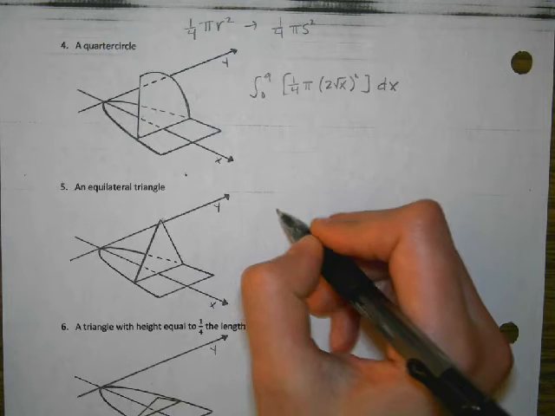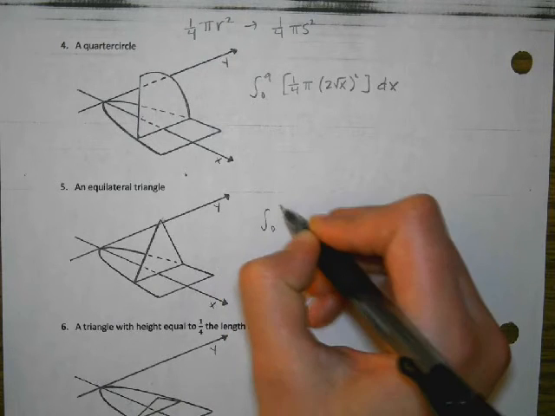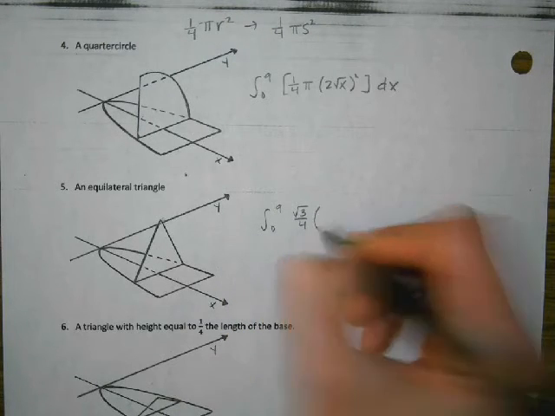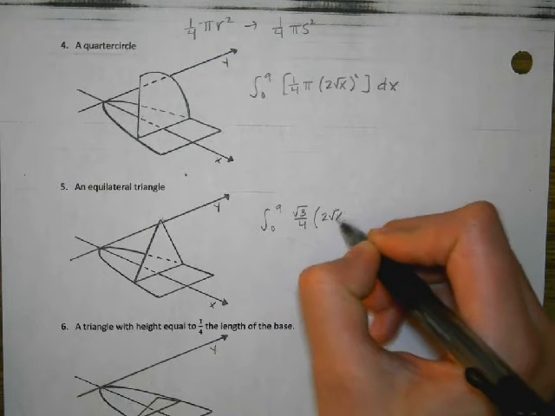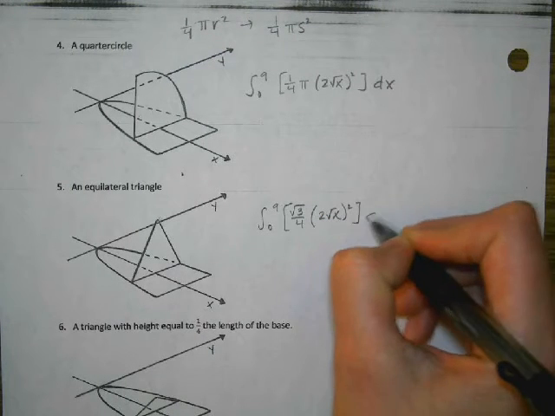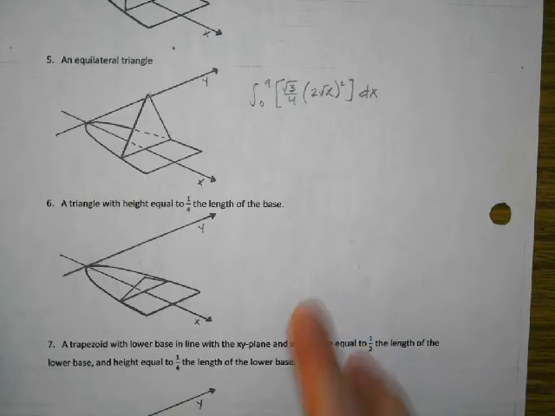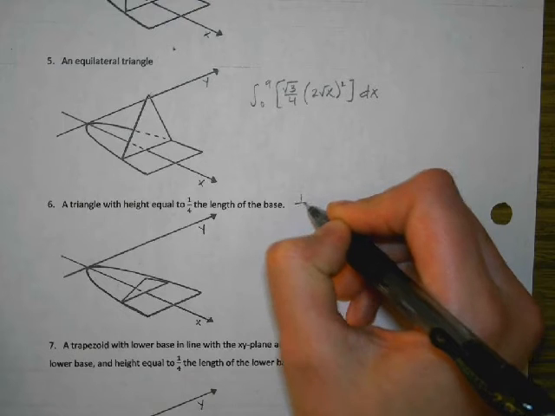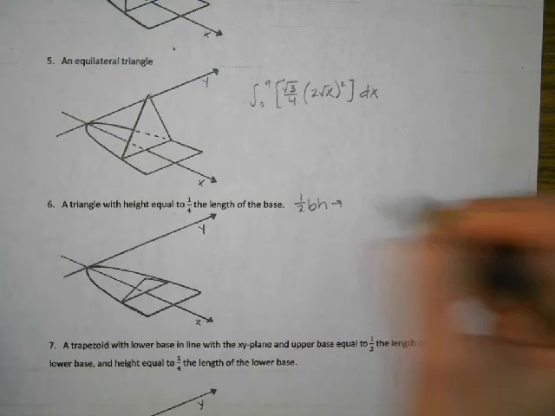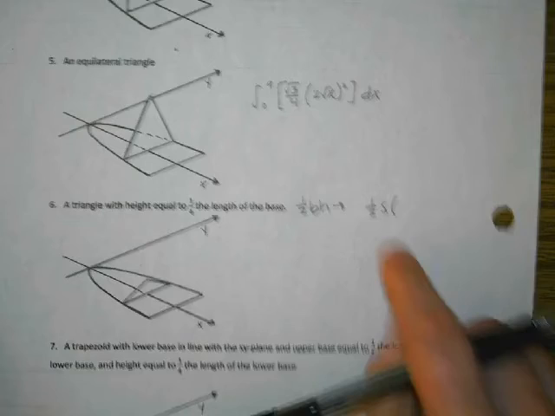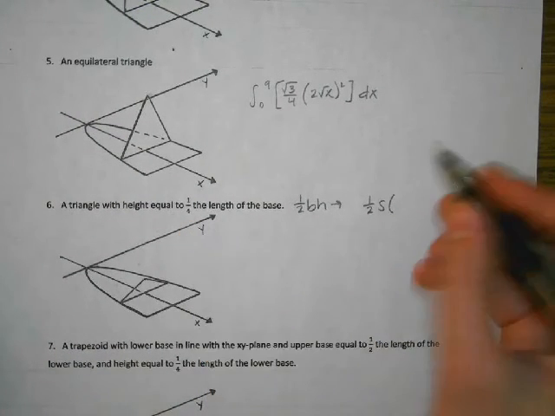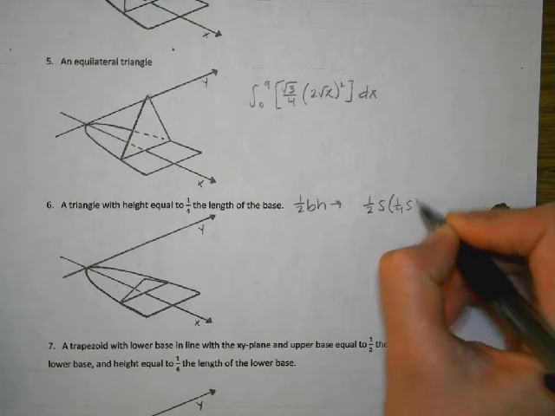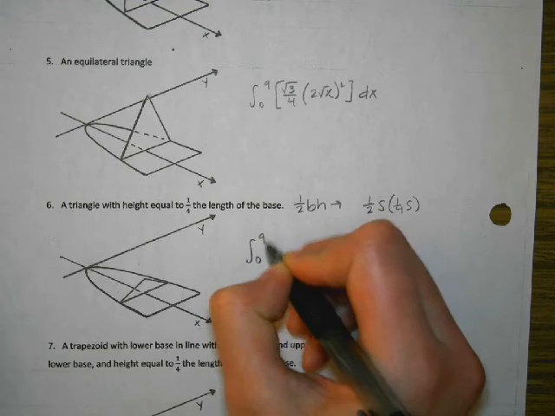What should we have for equilateral triangle? Root 3/4 times S squared. How about for a triangle with the height equal to 1/4 the length of the base? We know the formula is 1/2 base times height, and the base is the S. If the base is the S and the height is 1/4 of the base, then the height is 1/4 S. So I think Erica said 1/8 S squared. That was perfect.